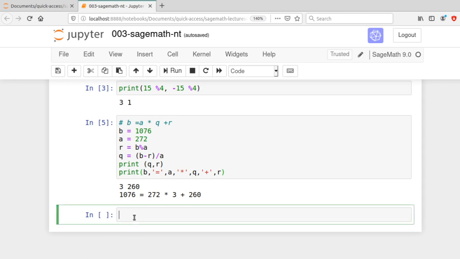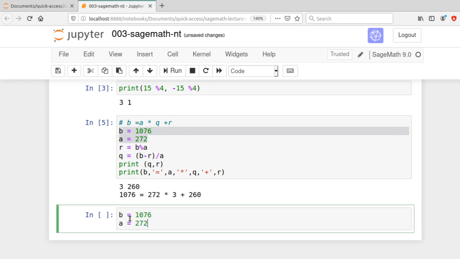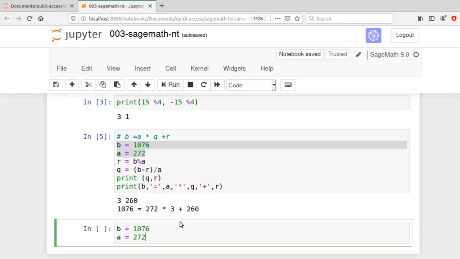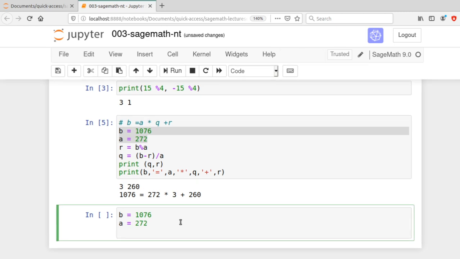Now we are going to see how to compute the GCD of two given integers. We will choose b and a to be exactly the same numbers. Recall that the GCD, by definition, is the largest element in the set of all common divisors of a and b. So we need to find the set of all divisors of a, the set of all divisors of b, and then take the intersection of these.